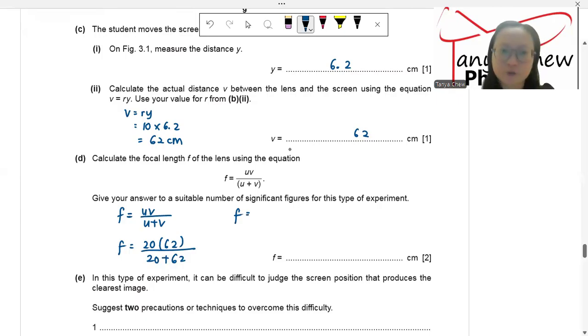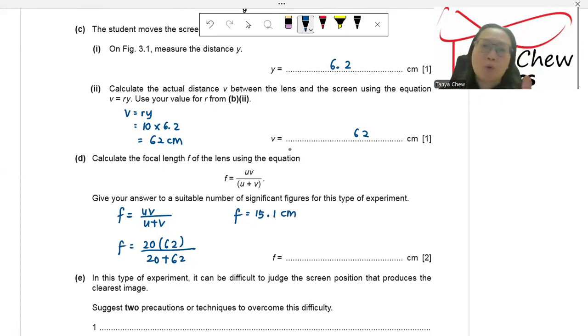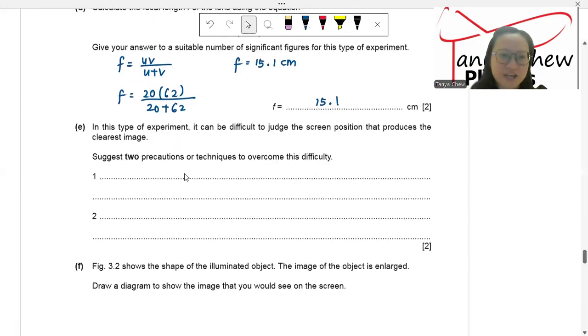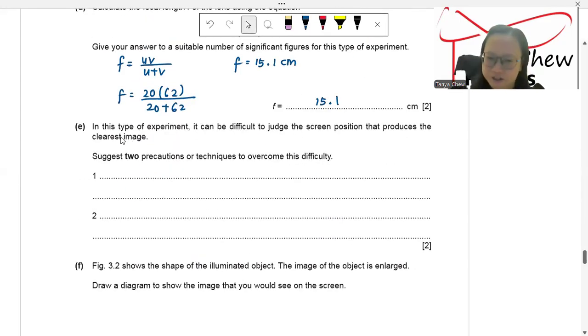My f, I got... do you know how many significant figures you're supposed to give for your f? Look at the values of u and v. There are two significant figures. Therefore, f can be recorded as two to three significant figures. You put 15 cm, not a problem. You put 15.1 is also not a problem. 2 to 3 significant figures will do. So I put 15.1. Now, E, in this type of experiment, it can be difficult to judge the screen position that produces the clearest image, which is definitely true.